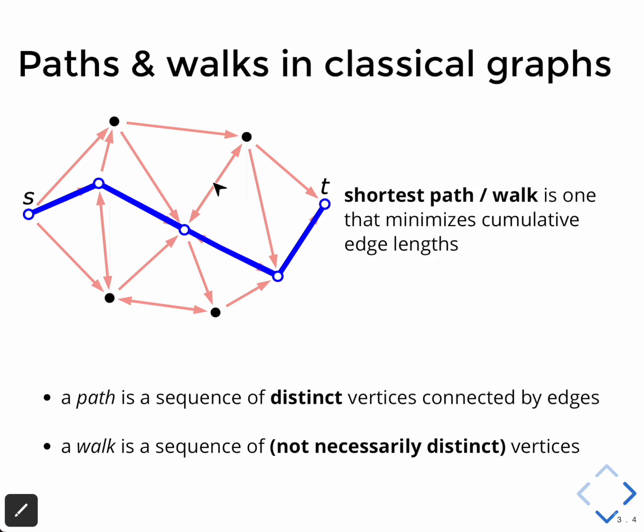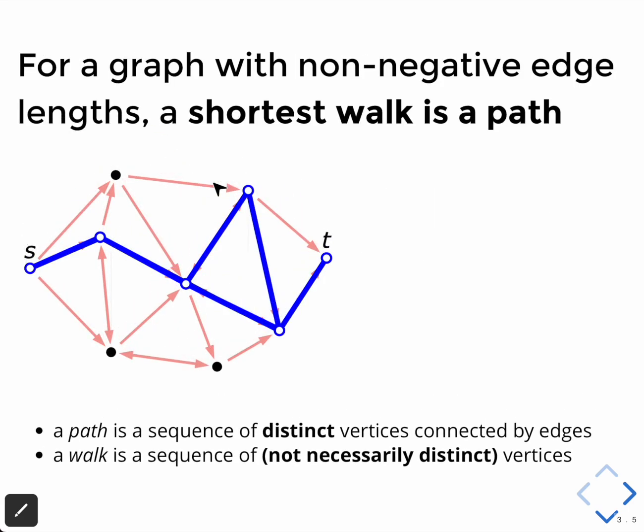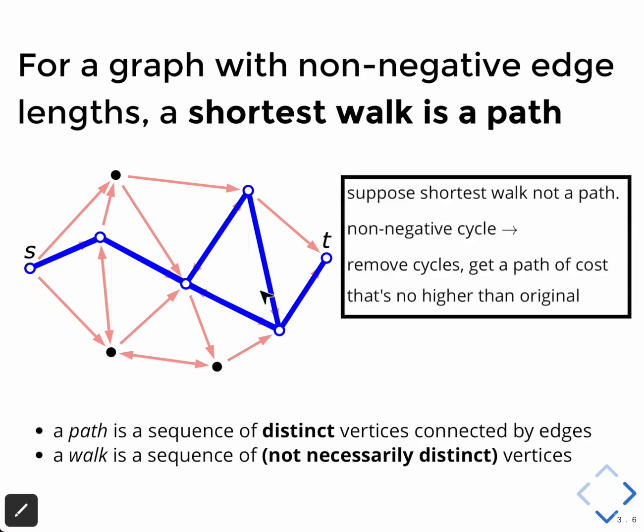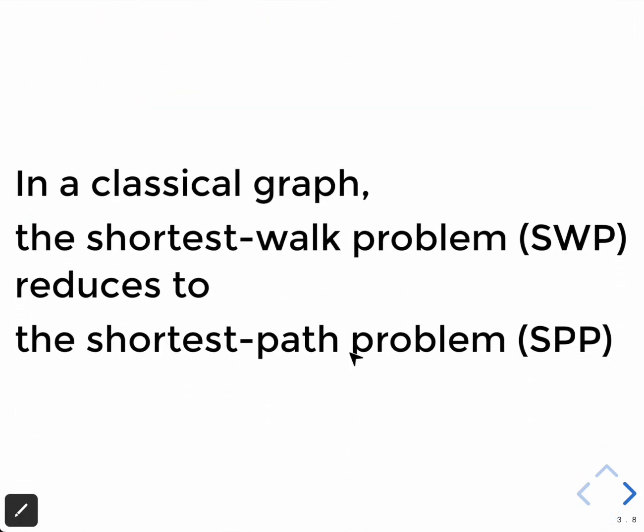We could then seek a shortest path or walk through a graph, and that's the one that minimizes cumulative edge lengths. And it's easy to show that for a graph with non-negative edge weights, the shortest walk is a path. Indeed, suppose the shortest walk was not a path, then it would have a non-negative cycle, then we could just remove that cycle and get a path whose cost is no higher than the original. Right? So in a classical graph, the shortest walk problem reduces to the shortest path problem.